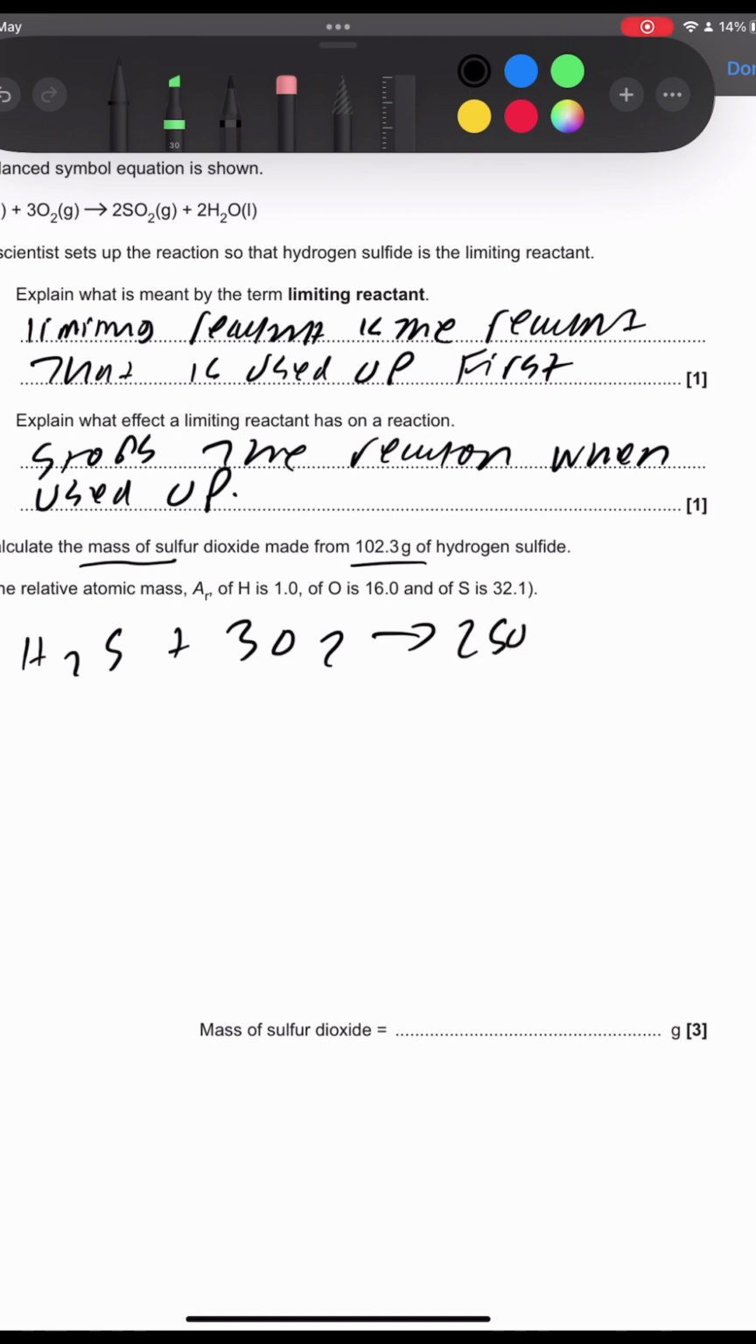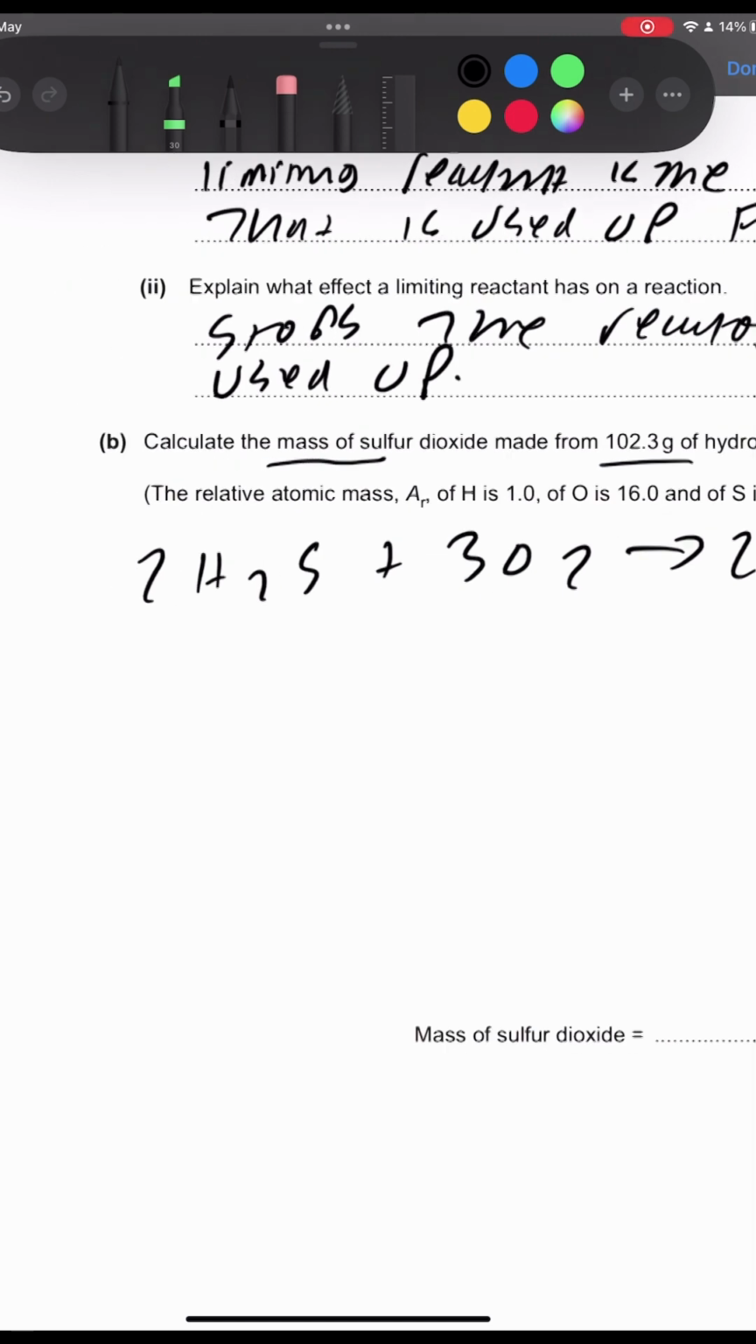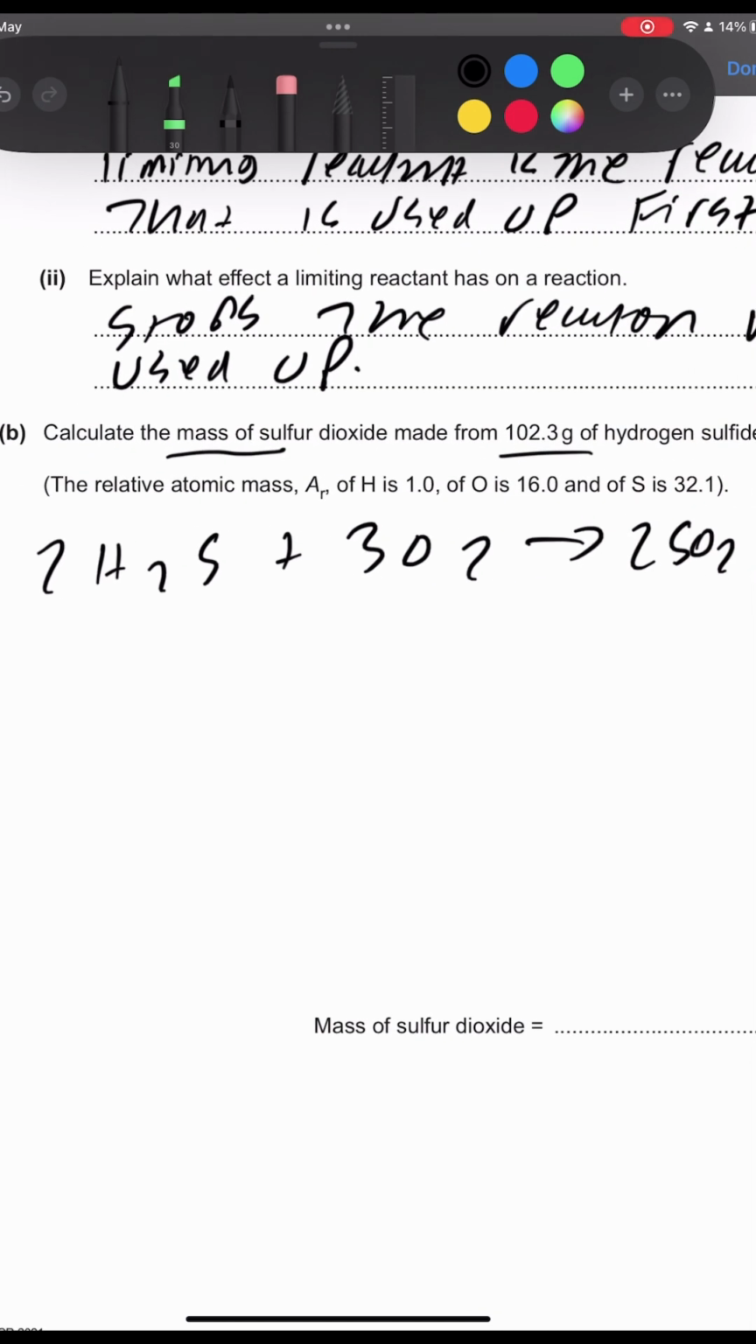So the next part is calculate the mass of sulfur dioxide made from 102.3 grams of hydrogen sulfide. The way that I do this is remembering our equation up here, I always like to rewrite the equation.